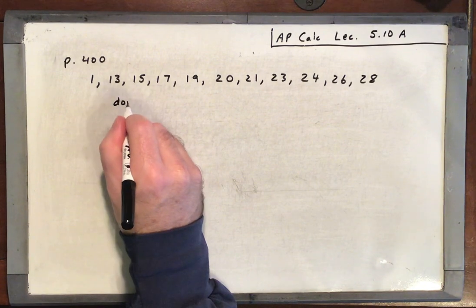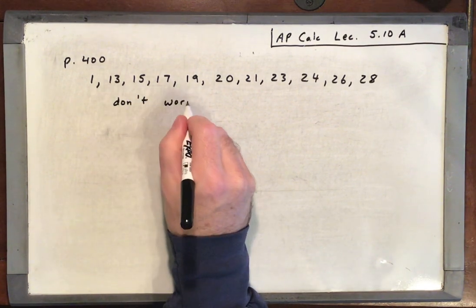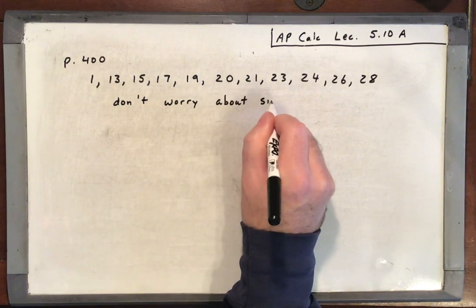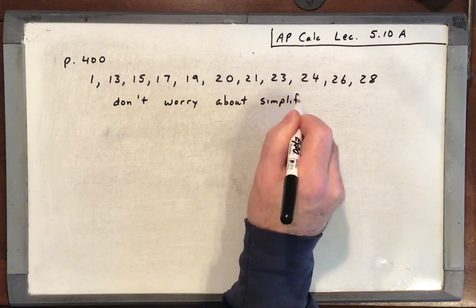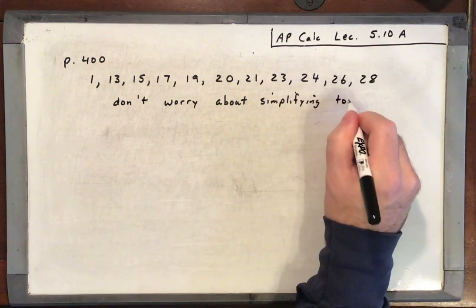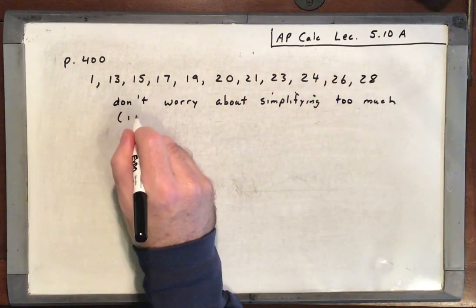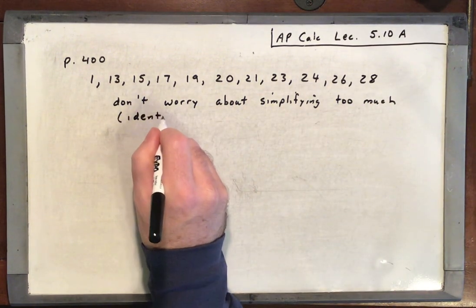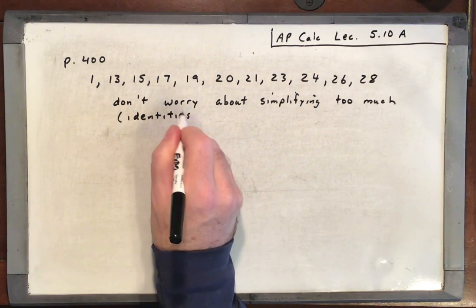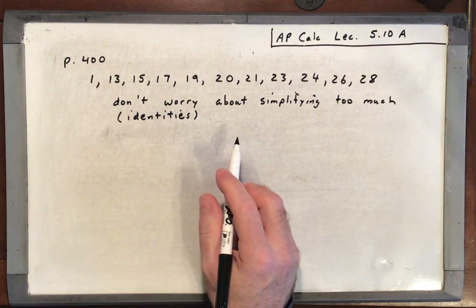Some of them, they simplify more than I will require. So don't worry about simplifying too much. They'll use the identities to go crazy on the simplification. I would like you to, you know, sine over cosine is tangent, that kind of thing.